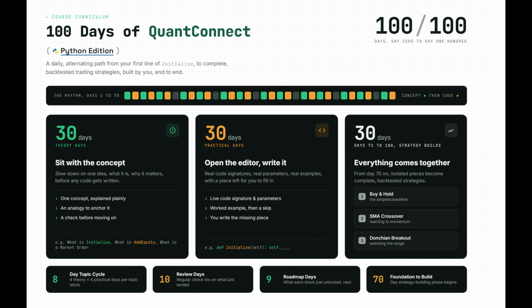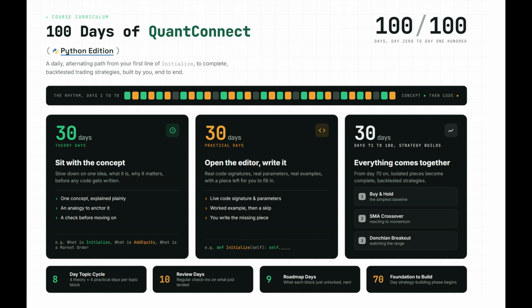From there, we build outward. We configure your algorithm properly. Cash, dates, brokerage models. We expand the kinds of assets you can trade. Forex, crypto, CFDs. We bring in indicators and consolidators and ways of filtering entire universes of assets. We learn to schedule events so your algorithm can act at exactly the right moment. And we learn to actually place orders, run backtests, and read logs like someone who knows what they're looking at.